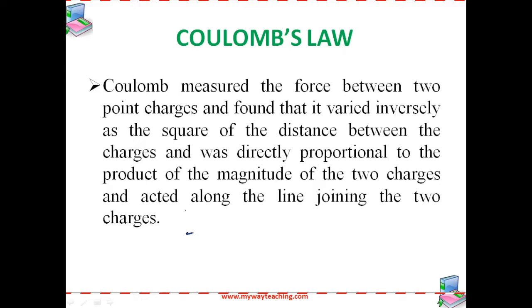And the scientist Coulomb measured the force between 2 point charges and found that it varied inversely as the square of the distance between the point charges, and was directly proportional to the product of the magnitudes of the 2 charges and acted along the line joining the 2 charges. Which means, in order to understand this statement, let us consider Q1 and Q2 to be the 2 point charges.